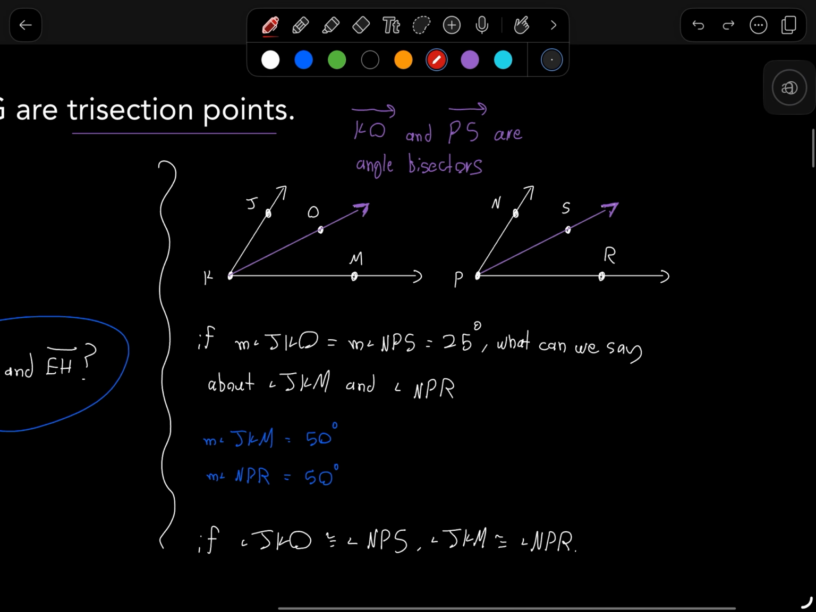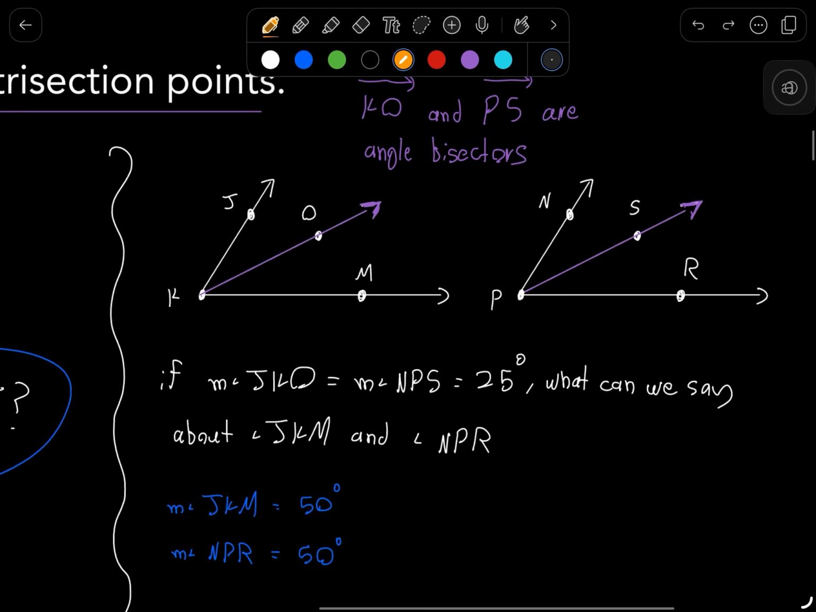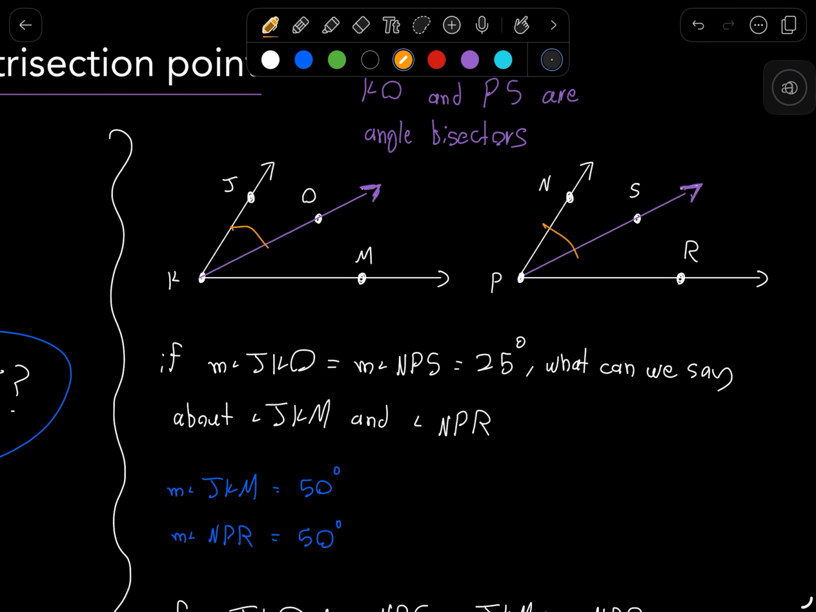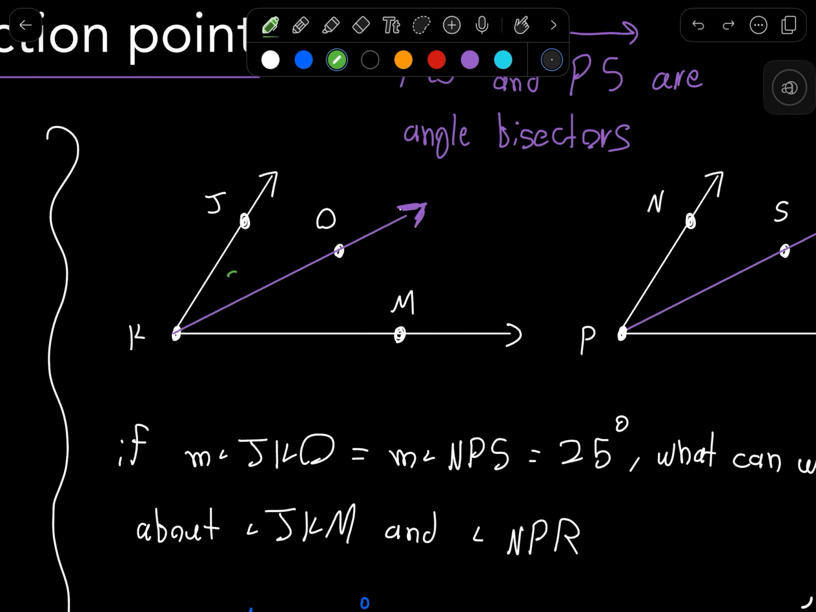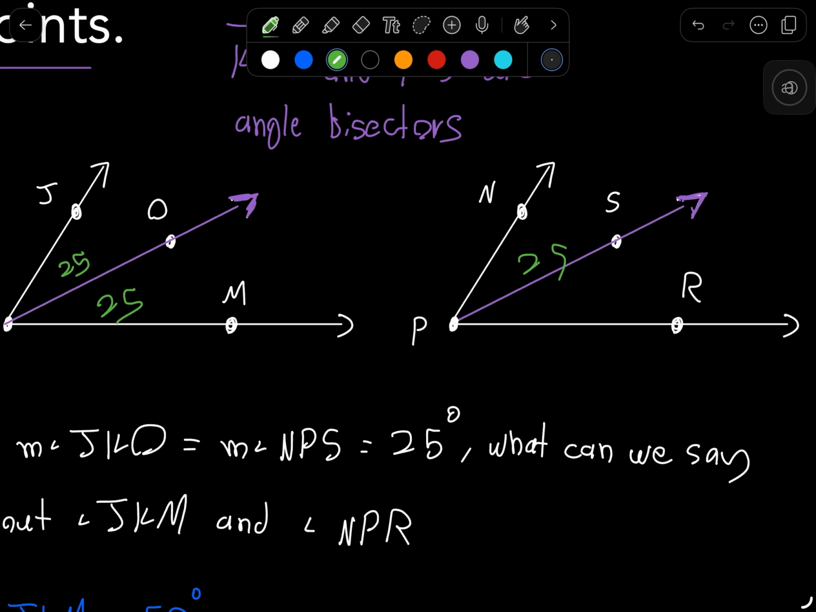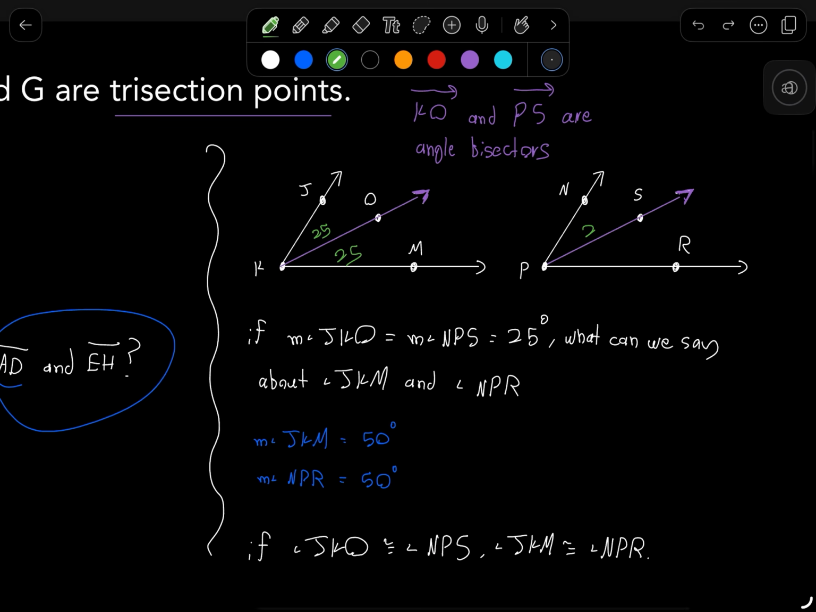Similar thing with angles. If you have these two angles and they tell you that the rays in purple are angle bisectors, they'll also tell you that JKO and NPS both are equal measures, 25 degrees. Once again, if these are 25, because this ray is a bisector, that means it divides it into two congruent angles, and therefore that's also 25. Similar logic. So again, we can conclude that the overall angles are equal to each other because we know that they're bisectors and we know that parts of the entire angle are equal to each other.